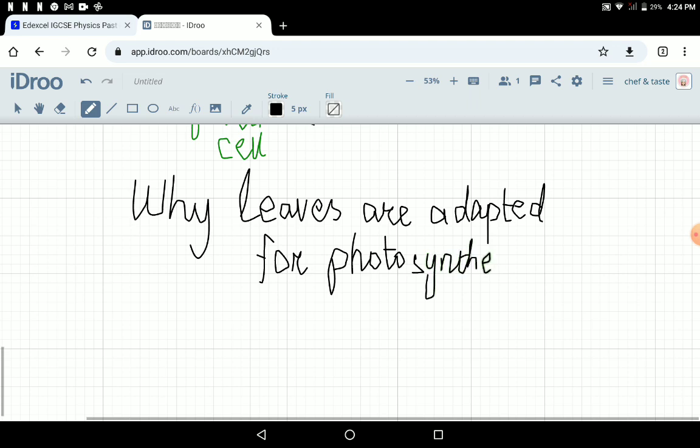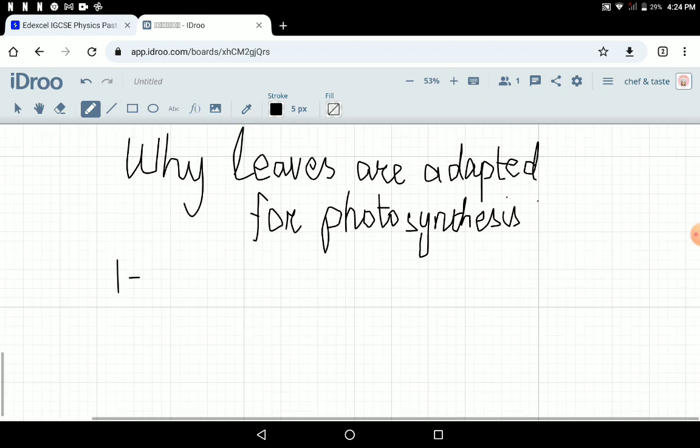There are a lot of features. First of all, we will discuss them one by one. The first feature is the shape of the leaf. They are broad and flat.